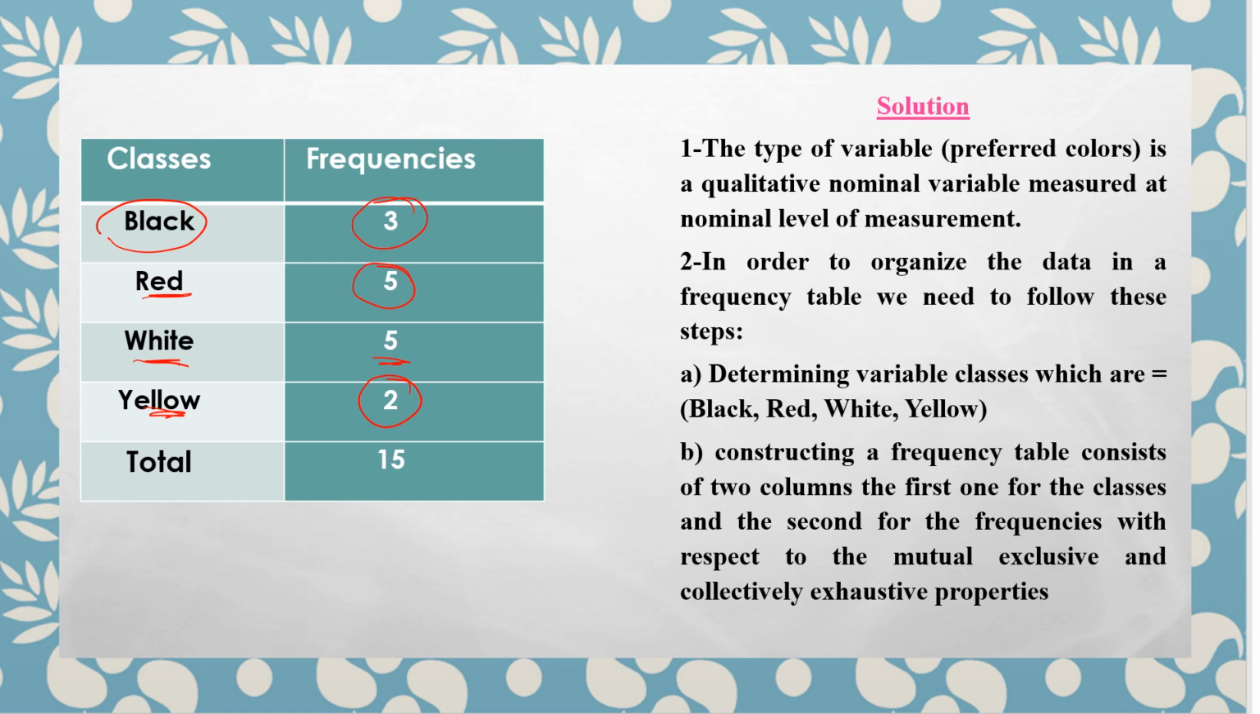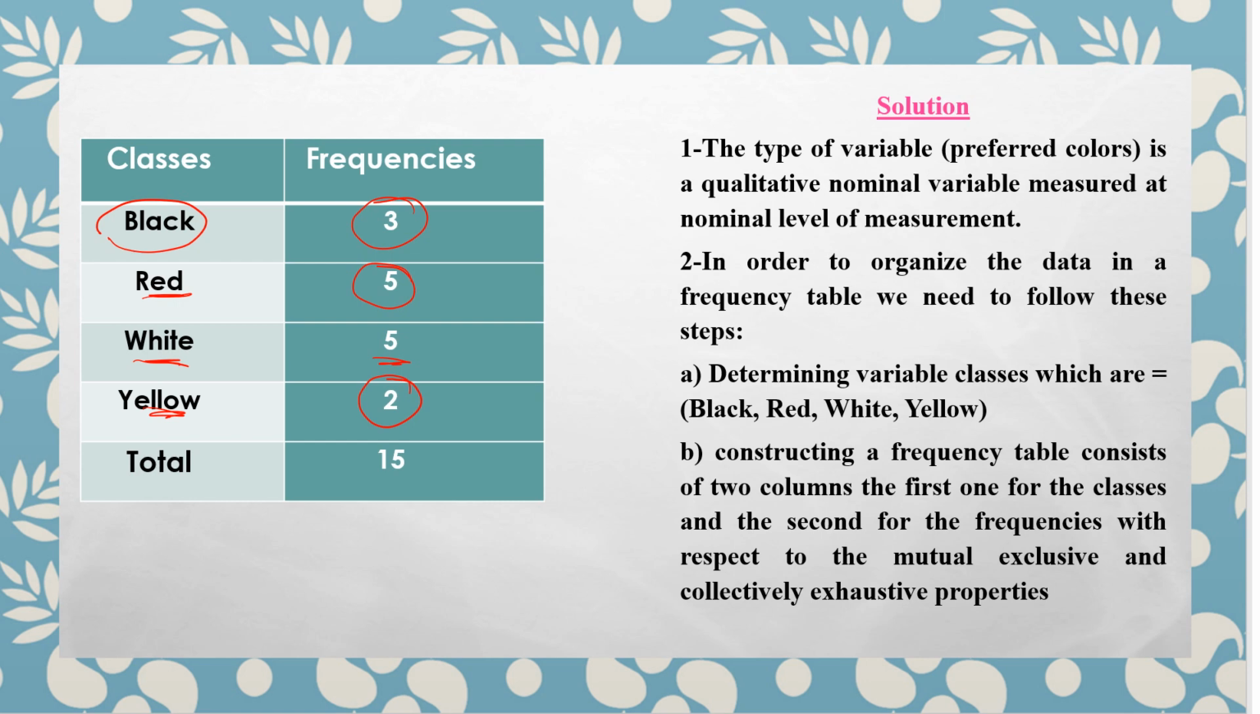You should notice that when preparing the frequency table, you should apply 2 properties: mutually exclusive and collectively exhaustive. Mutually exclusive means any color recorded in a class shouldn't be repeated in another class. In this example, black color should be only recorded in the class of black and shouldn't be repeated in red. So this is the mutually exclusive property.